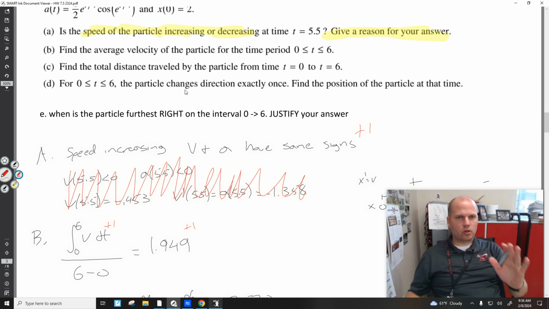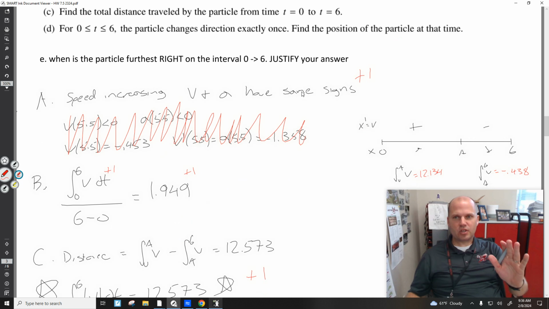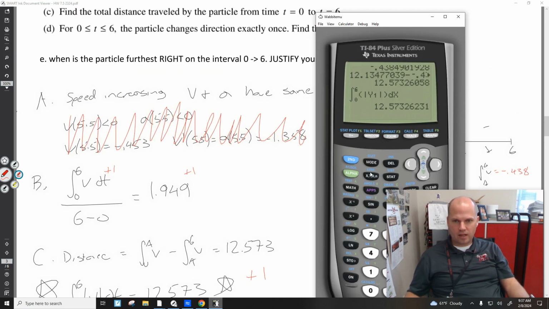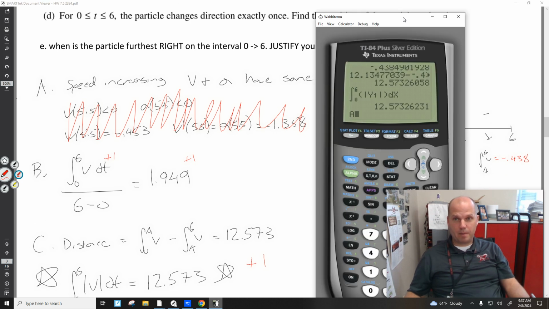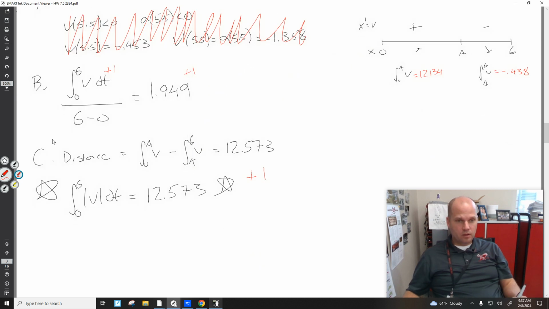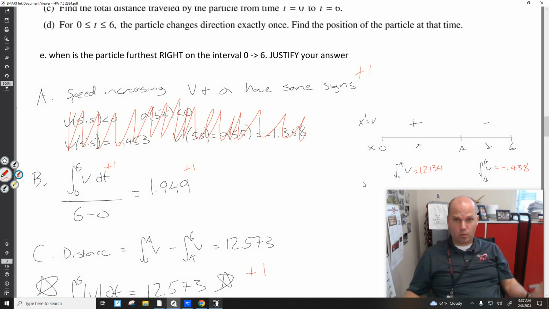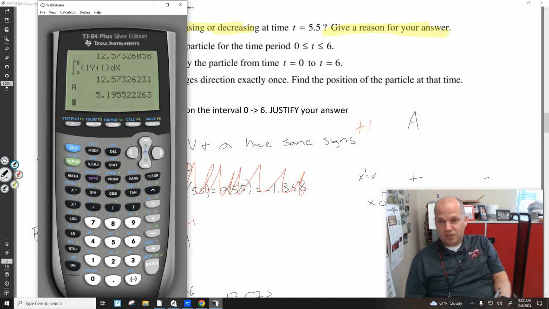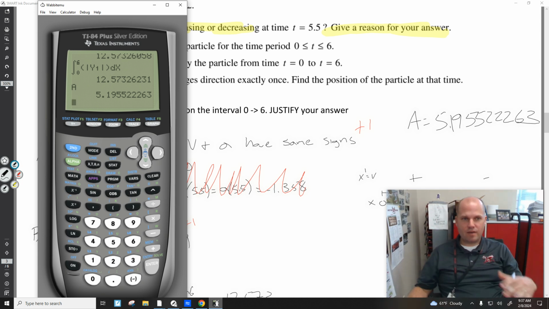Part D, the particle changes direction exactly once. Find the position of the particle at that time. We already found A. What was A? You've got to write this down, guys. This is my bad for doing this. If you're using A anywhere in your justifications or anywhere in your work, make sure you write down what A is. You've got to write down somewhere A is 5.195, 5.22263. Okay? Boom, you have A.